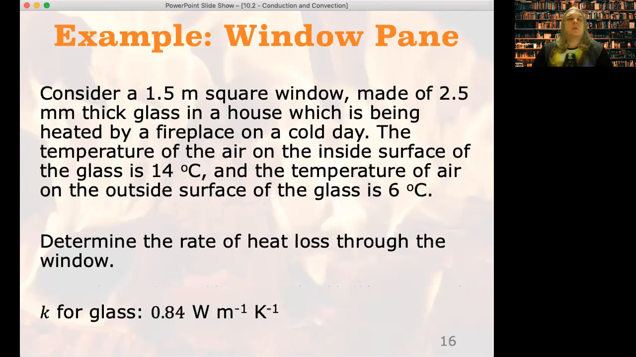As an example, let's look at a window pane. So we've got a 1.5 meter square window made of 2.5 millimeter thick glass in a house which is being heated by a fireplace on a cold day. So that means the inside is going to be warmer than the outside, and we will therefore have a temperature gradient, and we will therefore have some heat flow through this glass pane. The temperature of the air on the inside surface of the glass is 14 degrees Celsius, and on the outside it's 6 degrees Celsius. What is the rate of heat loss through the window? We've been given the K for glass.